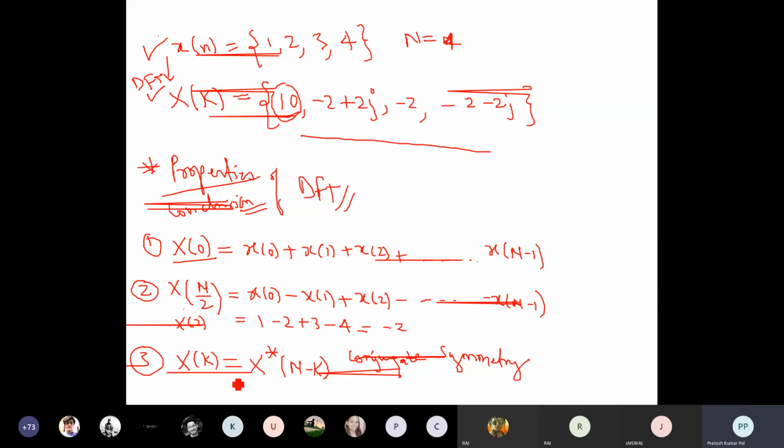Okay, so this is called conjugate symmetry. Suppose we need to find k equals 1. So we need to find x of 1. That will be equal to the complex conjugate of x of n equals 4 minus 1, which is 3.